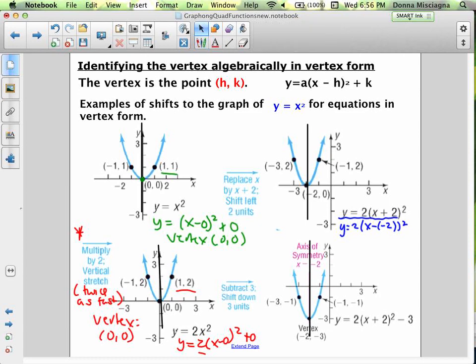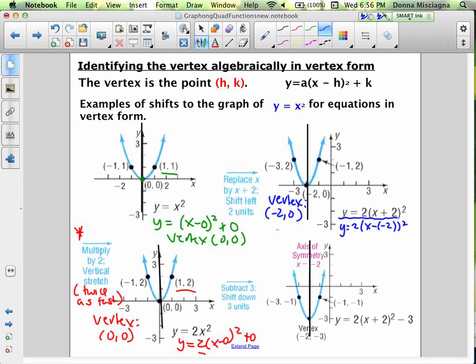Let's look at the next one. Here we have y equals 2 times (x plus 2) squared. So now we've replaced the x with an x plus 2. That's the same as y equals 2 times (x minus a negative 2) squared. So that means we're going to shift 2 to the left, right? Because h is negative. Our vertex is the point (negative 2, 0), right? Because we have to change that plus to minus and negative, because the minus has to stay with the x. So our h is negative 2, and there's nothing added in, so it's (negative 2, 0).